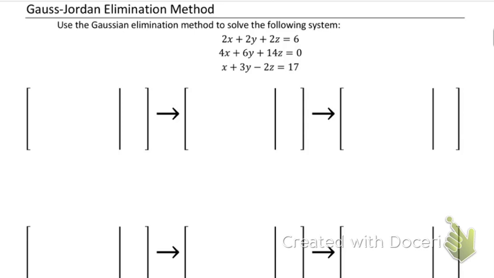Whenever I tell you to use Gauss-Jordan elimination, you need to put it in an augmented matrix. So your augmented matrix should look like this. We have 2, 2, 2, 6. And the next one we have 4 x's, we have 6 y's, we have 14 z's, and we have 0 as our constant. And our bottom one we have 1, 3, -2, and 17. So that should be your augmented matrix you started off with, but we should all be okay writing that.